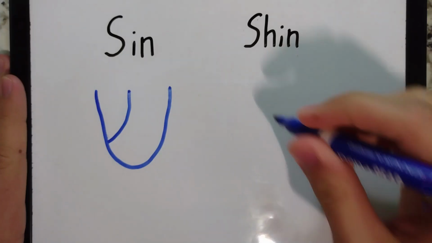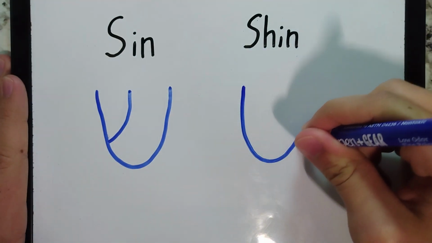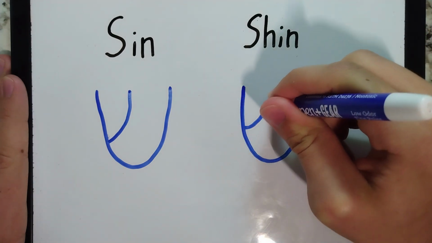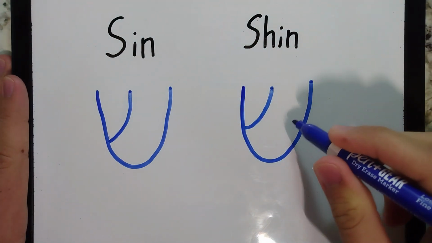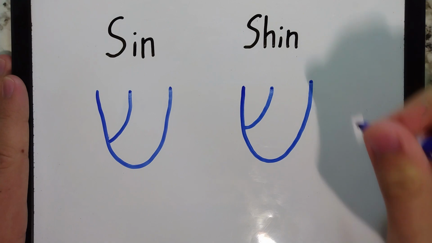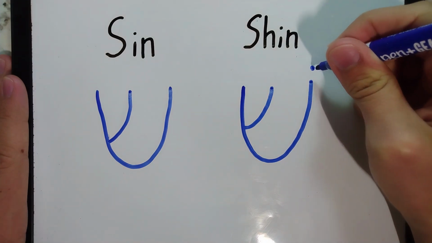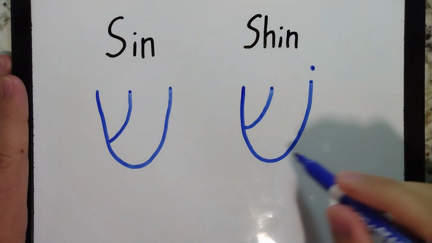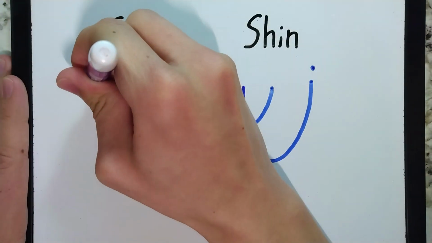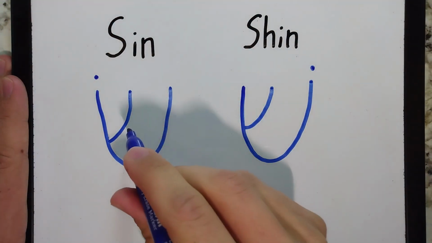Now let's move on to the second to last Hebrew letter, which is a 2-in-1. This letter can either be a Shin or a Sin. If we put a dot on the top right corner of this letter, we make it a Shin. And if we put a dot on the top left corner, it is a Sin.